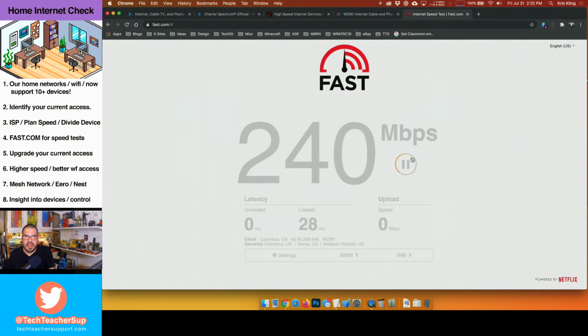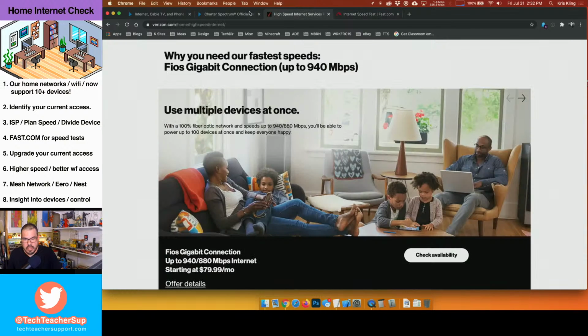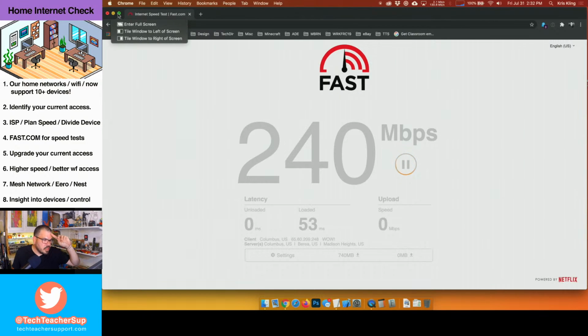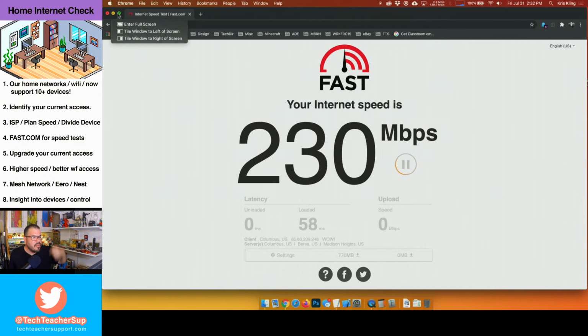And if you pay for 500, you should be getting close-ish to 500. Again, I'm running a lot of systems right now, so this is fine. This is perfect. You want to make sure it's close. Okay, so I'm going to close out these tabs here. And we got Verizon, Spectrum. Okay. Now we're going to look over to the side. We are on number 5, upgrade your current access.